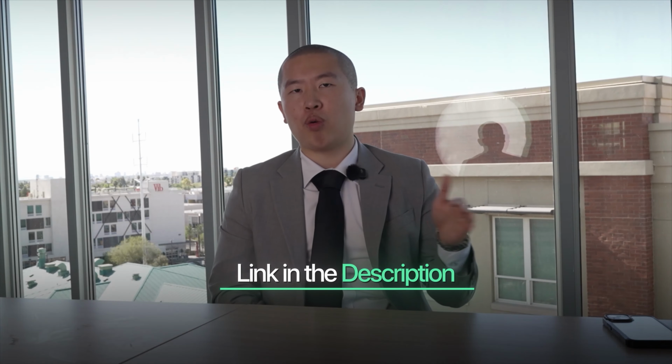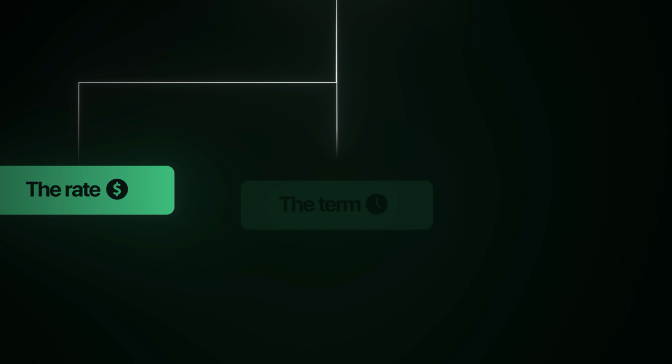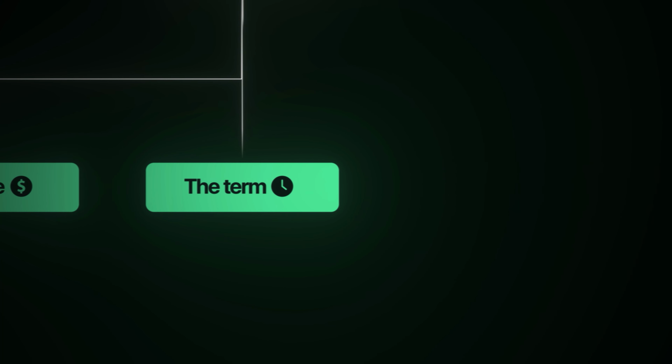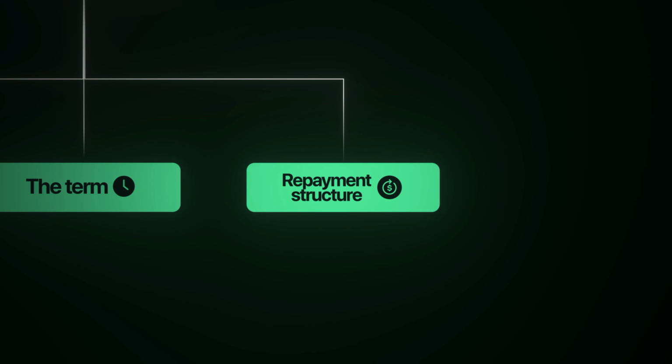Now, I broke down the 8 types of business loans in a previous video, and I will link that above if you want the full breakdown of each one. But for this video, there's only one key concept you need to understand in order to figure out what the right type of debt structure looks like for your business. And that is every dollar you borrow has 3 cost drivers. The rate, which is what the lender charges you for the money, the term, or how long you have to pay it back, and then the repayment structure, meaning how those payments actually hit your account.